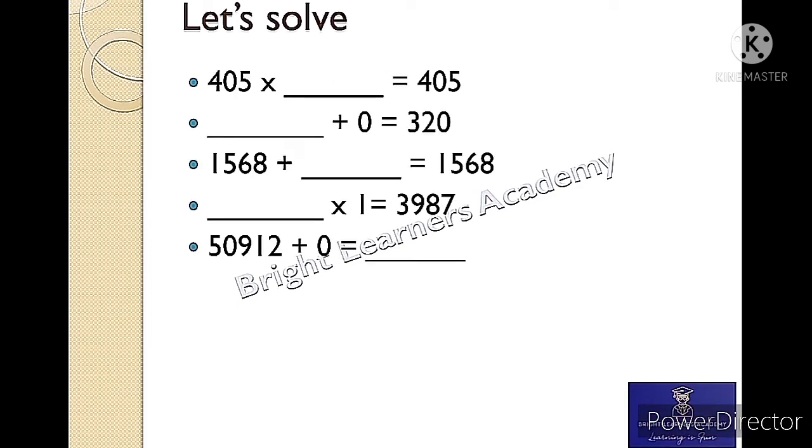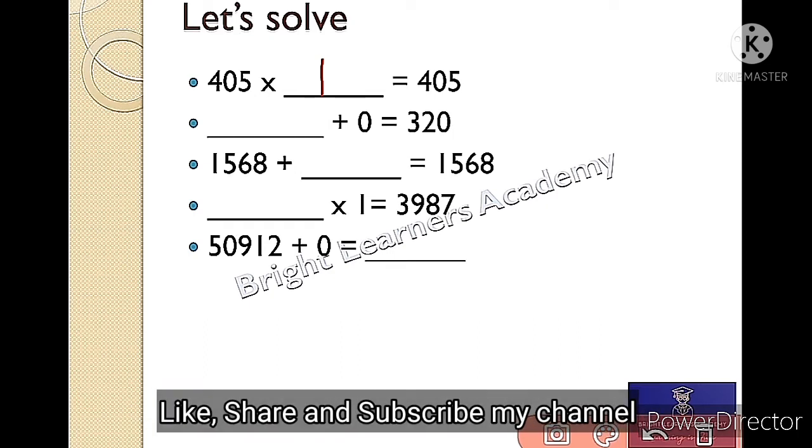In your exam, the question may ask in this format, in fill in the blanks. So let's solve this. First one, 405 multiplied by what equals to 405. If you look at it carefully, 405, 405. So it means the number doesn't lose its identity in multiplication. So what we write here would be 1 only, because in multiplication, whenever we multiply by 1, the number would be same only.